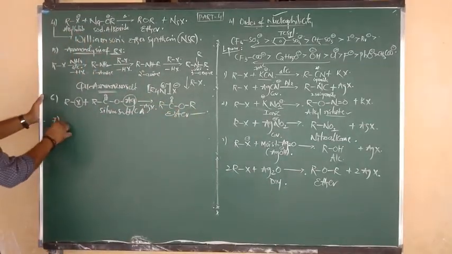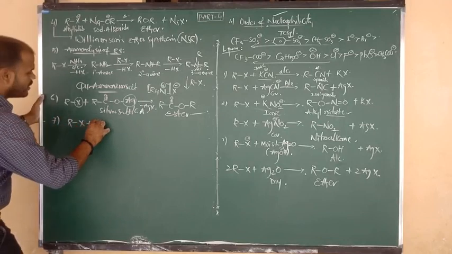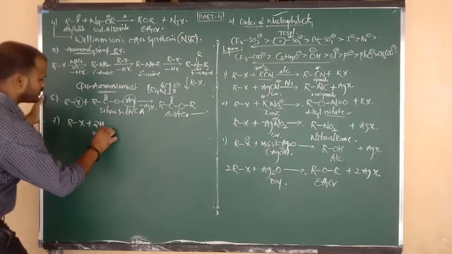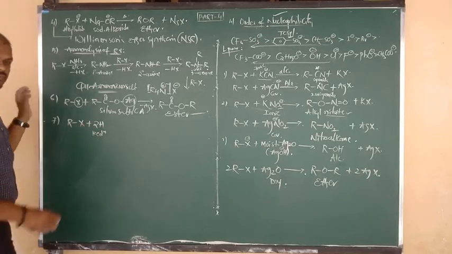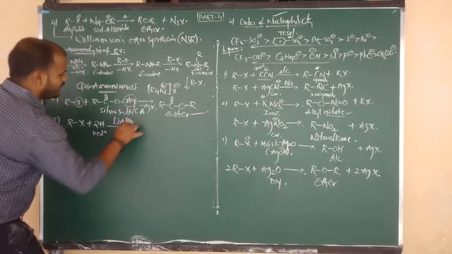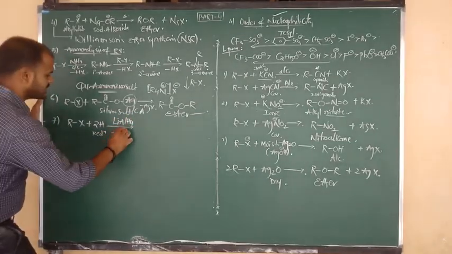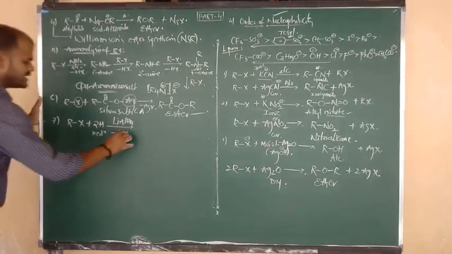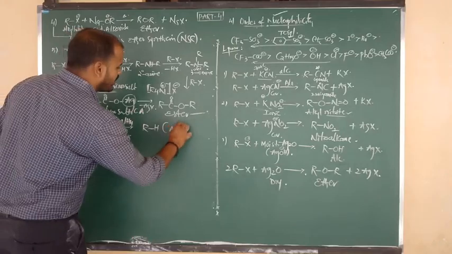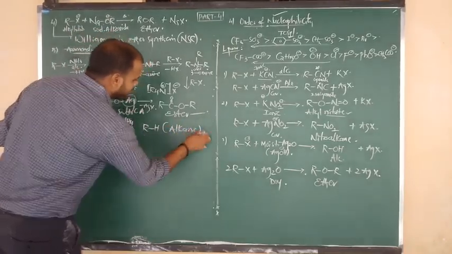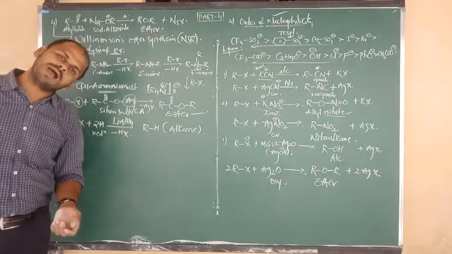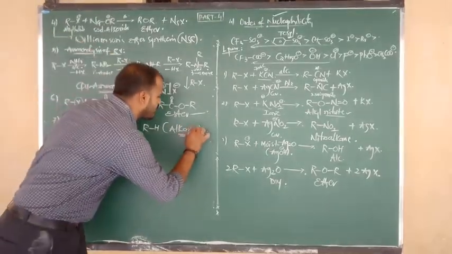Good. Next one is alkyl halides on reduction. What is meant by reduction? Addition of hydrogen. Alkyl halides on reduction with the reagent lithium aluminum hydride: one of the hydrogens combines with X minus and is removed in the form of HX. The remaining hydrogen is given to the R group, and here we are getting the product, alkane. So what is the statement we can show? Alkyl halides upon reduction with lithium aluminum hydride give the product alkane.